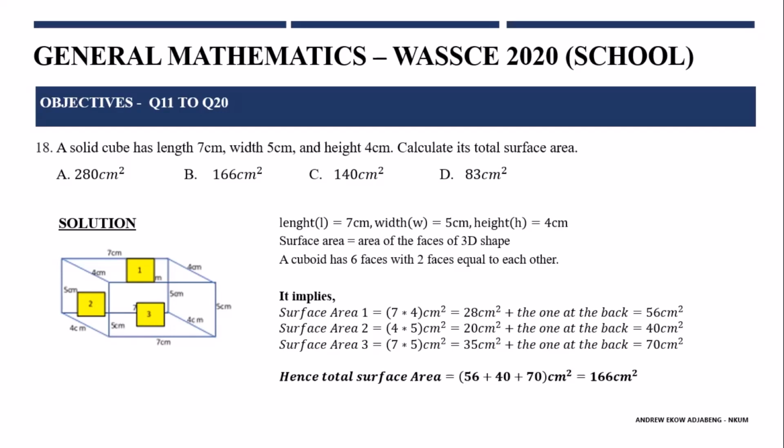Now, when we add all the total surface area, that is surface area 1 plus surface area 2 plus surface area 3, that is 56 plus 40 plus 70 centimeters square. Our final result is 166 centimeters square. So in this case, possible answer B is the right solution.